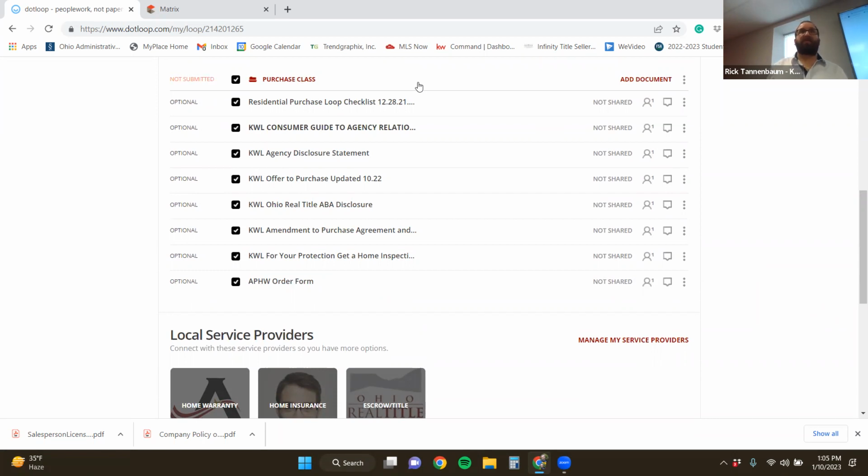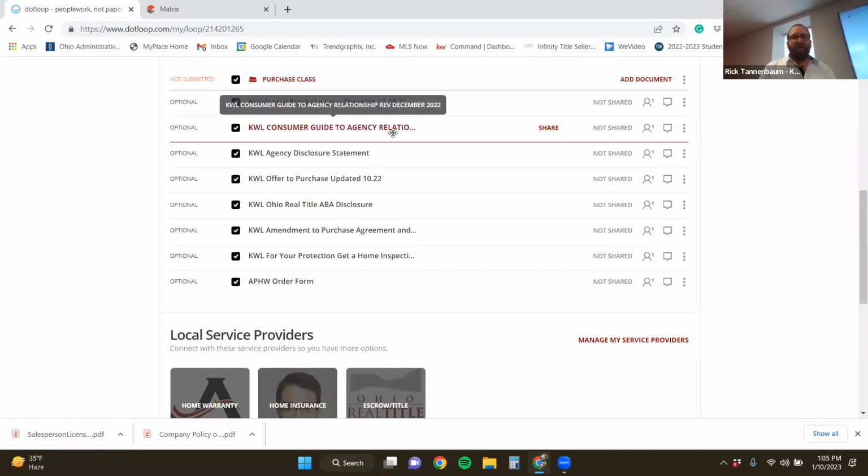is the purchase checklist. That's so you can make sure that it's going to have everything on there that is required. It's going to tell you if it's required or optional. If it's optional, when do you need it? Like a lead-based paint wouldn't always be in there, but if it's prior to 78, then it would be required. So it'll tell you all that.